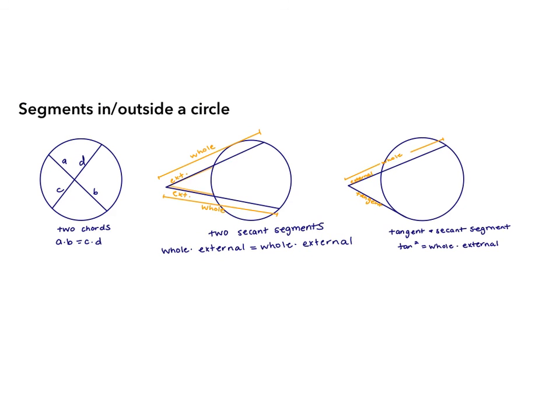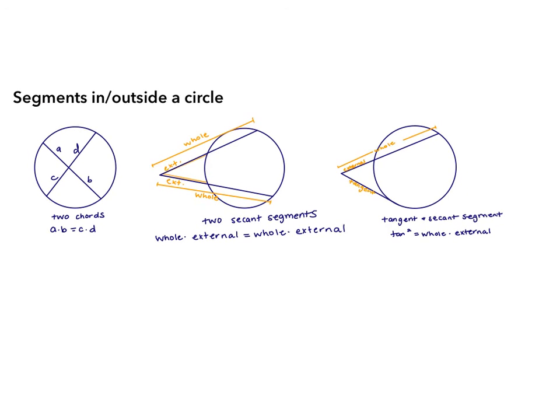Then came everything we talked about in this section, which was the segments. This first example is the 2 chords. The 2 chords you would break into segments, and the product of those segments would be equal. So in this diagram, A times B would equal C times D. Then you had 2 secant segments, and this is whole times external equals whole times external. And last but not least, tangent and secant segments, and this is tangent squared equals whole times external.